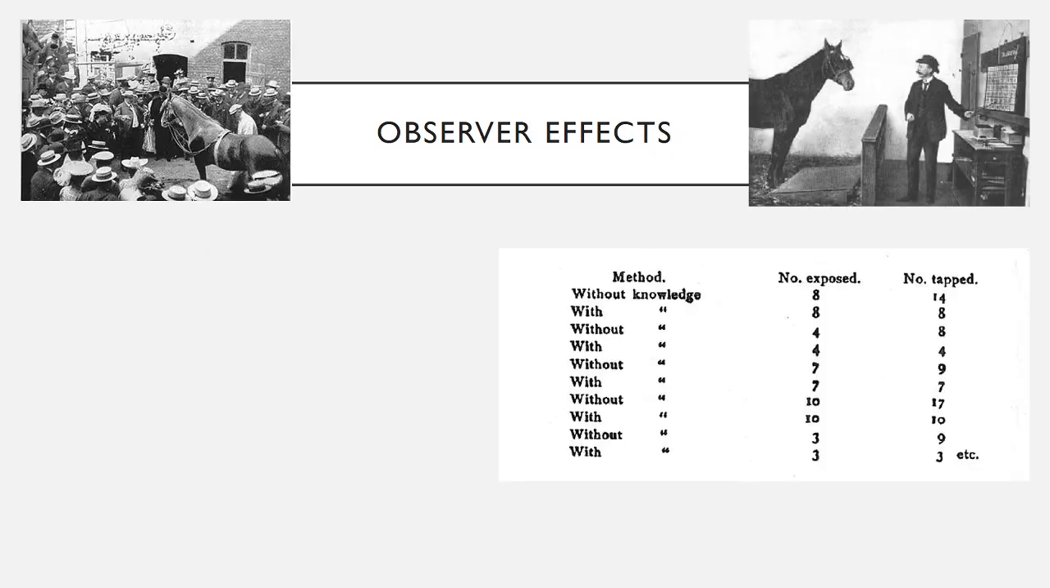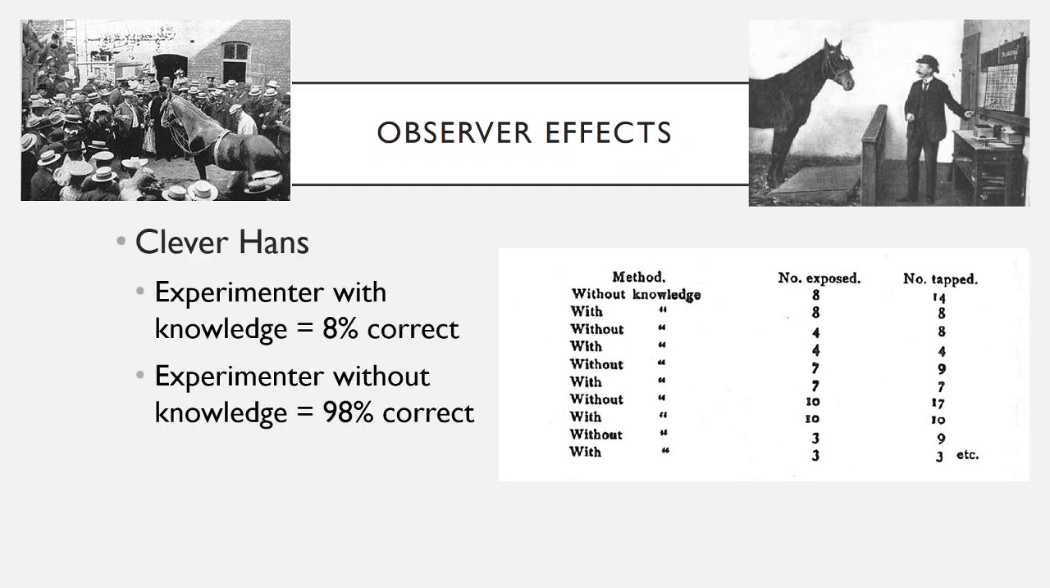A fun historical example indicating how powerful observer effects can be is the interesting story of Clever Hans. Clever Hans was a German horse in, gosh, I don't know, the late 1800s? I don't know.